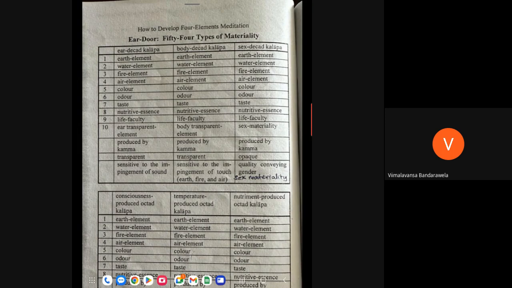And then you know how to understand the body decad kalapa and the sex decad kalapa, and the consciousness-produced materiality, as well as temperature-produced materiality, and nutriment-produced materiality, and the jivita navaka kalapa, which is not mentioned here. How to understand the body decad kalapa, I told you last day.